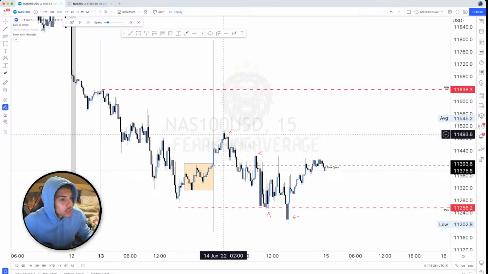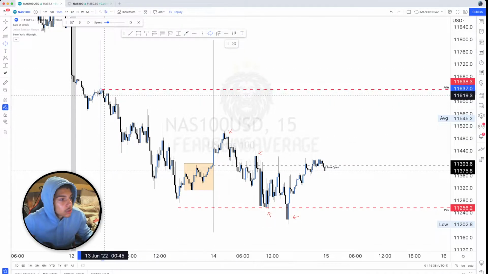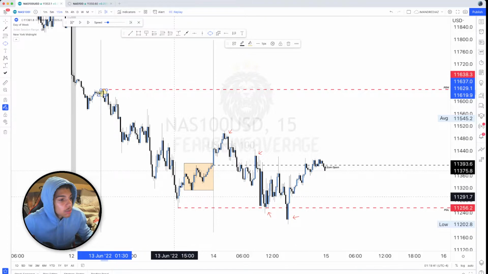First of all, this is the high of the day. We got the high of the day during London session, so let's mark that down. As you can see, 2 a.m., time and price. Keep where that is. Before we mark that down, let's annotate the previous day's high and low.